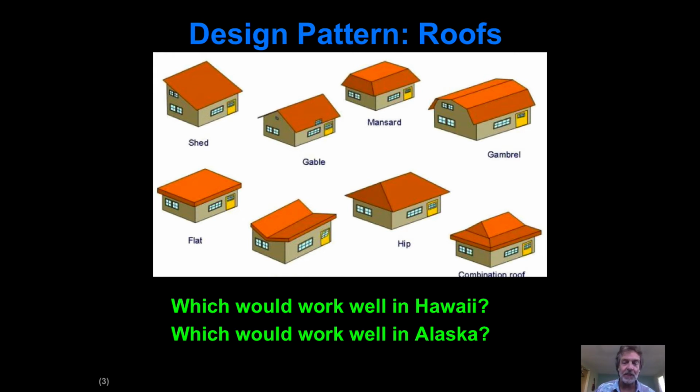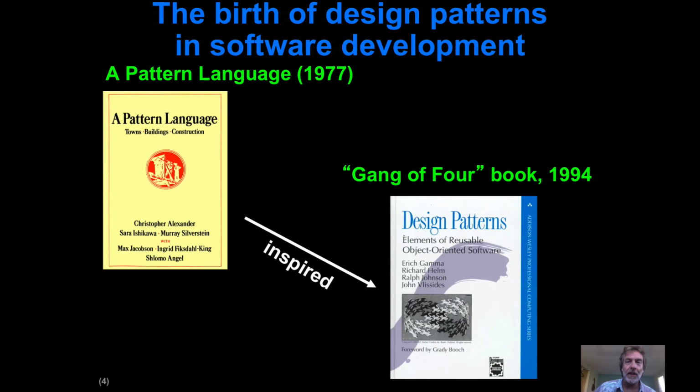Some of these, like for example, the butterfly roof, which is down here, are not going to work too well in a place where there's a lot of snow and ice in the wintertime. But I've seen one of those butterfly roofs right down my street in Hawaii, so you can do that here apparently.